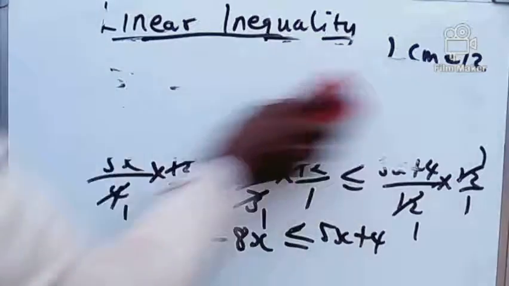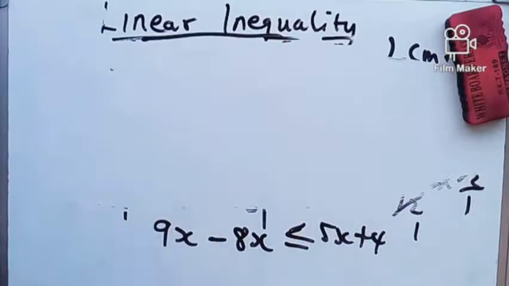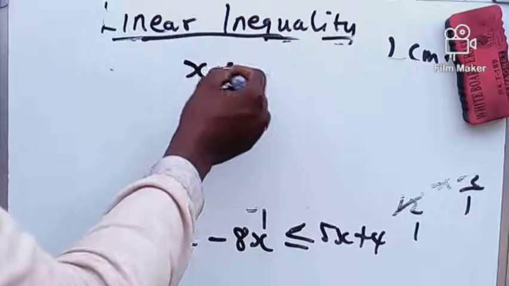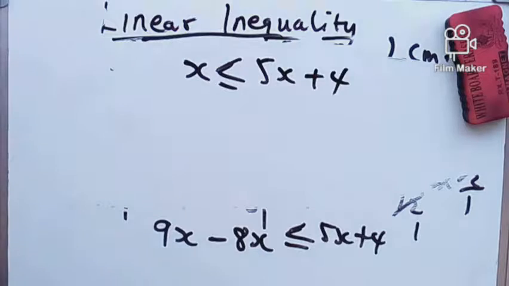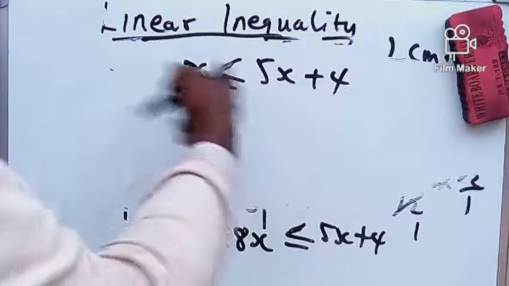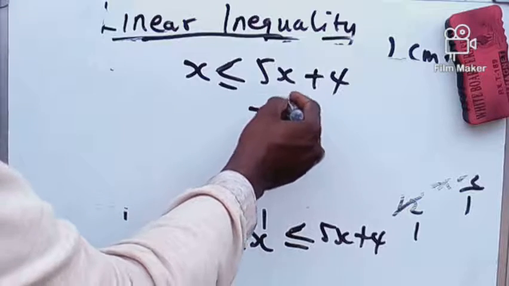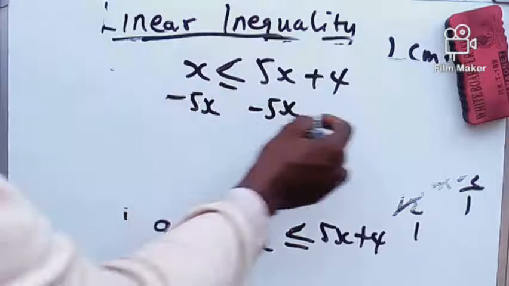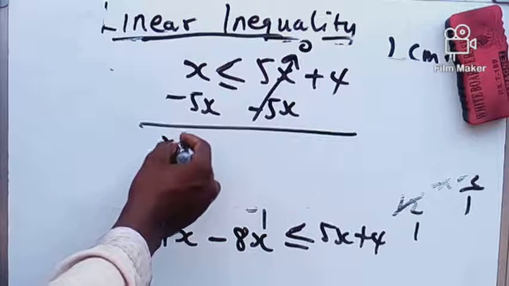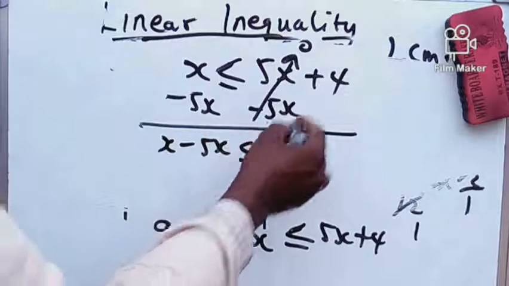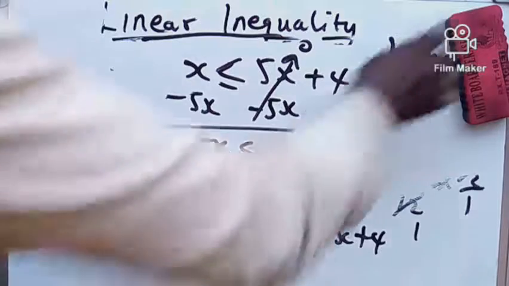So we simplify further by saying 9x minus 8x, we have 9 minus 8 is simply x, being less than or equal to 5x plus 4. Notice that we have 5x here and x here, so we need to bring x to this side. To do that, we subtract x from here and subtract x from here, and this amounts to 0. So I'm left with x minus 5x is less than or equal to 4. So what's the next thing we do?